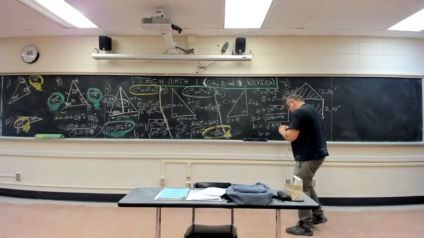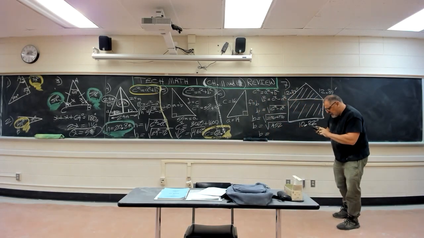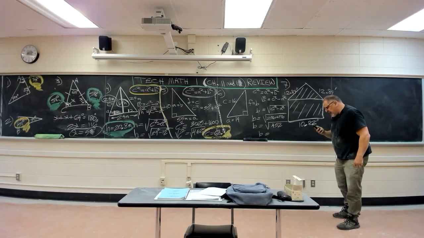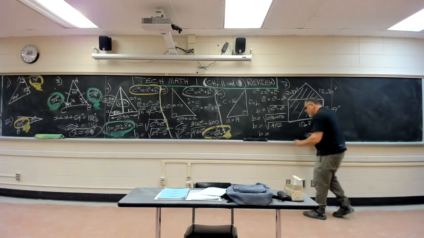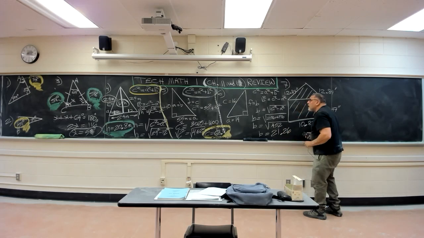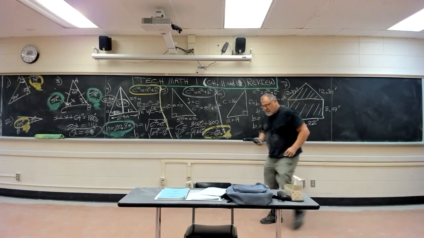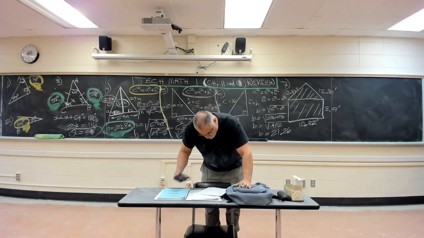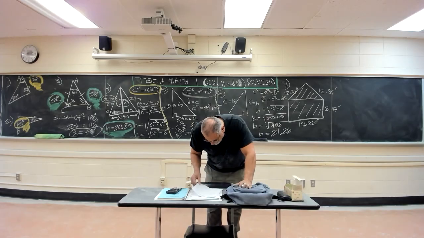So you take the square root of 452, 21.26029. Absolutely. 21.26 for number 6.